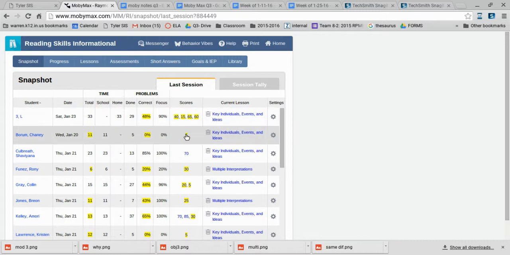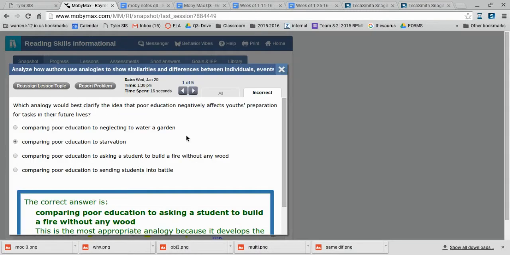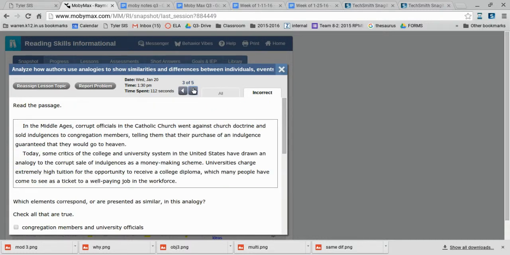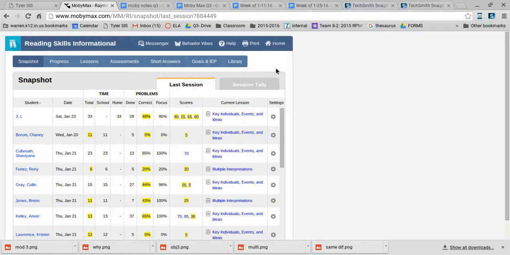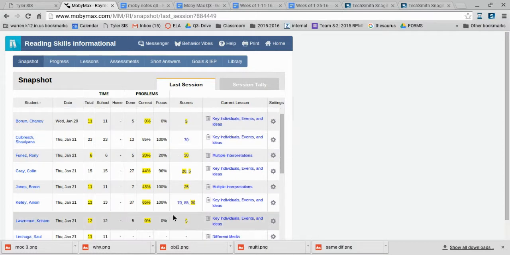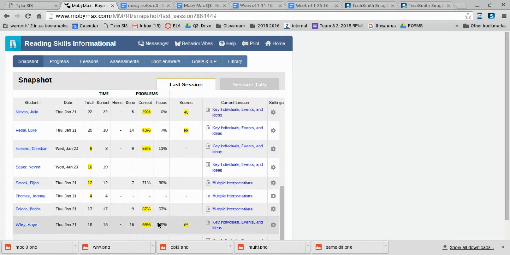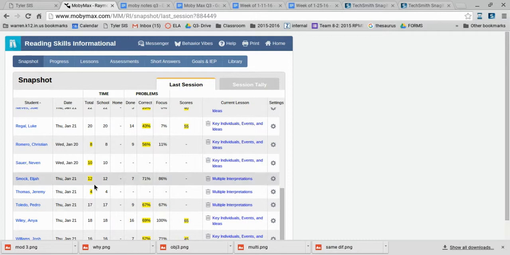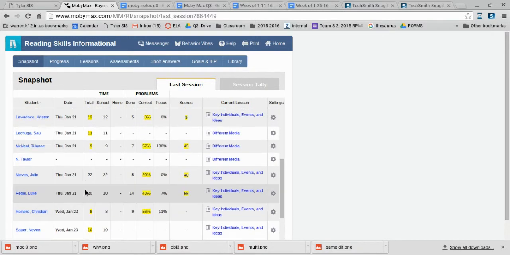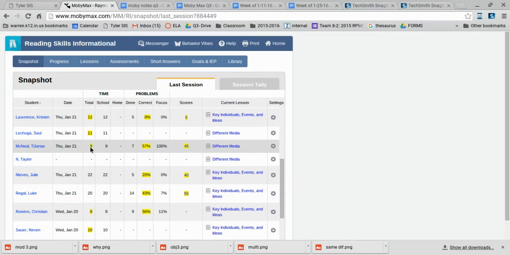Cheney, 5%, like what's going on? That's not good. What did you do here? 16 seconds. I know I need to talk to her about analogies, I'm thinking, because she got all 5 wrong on analogies. So I know I need to bring her and talk to her about this. If it shows up in yellow, they got below a 70. Their time, they're not spending that much time on it. It shows up right here. I'm giving them 20 minutes. So if they're only on for 9 minutes, that's a problem as well.